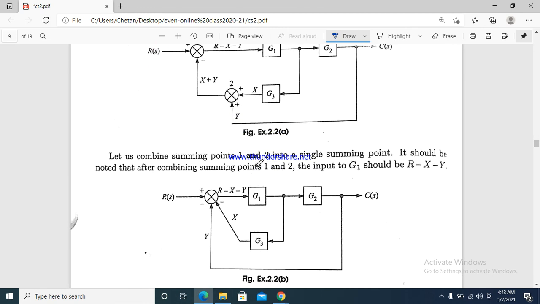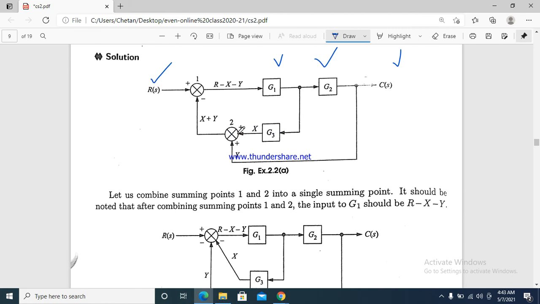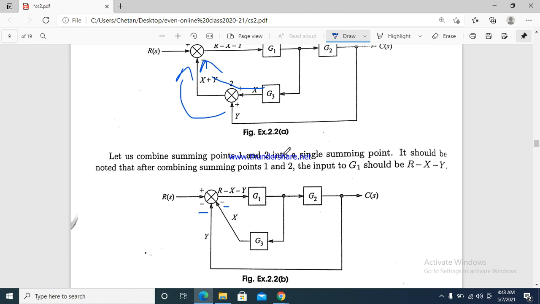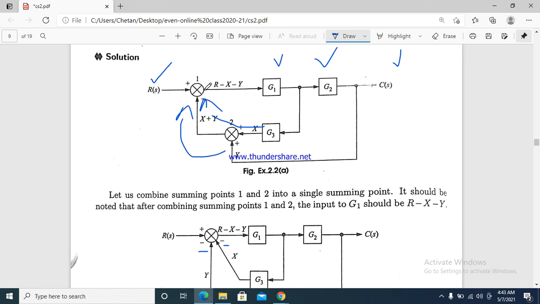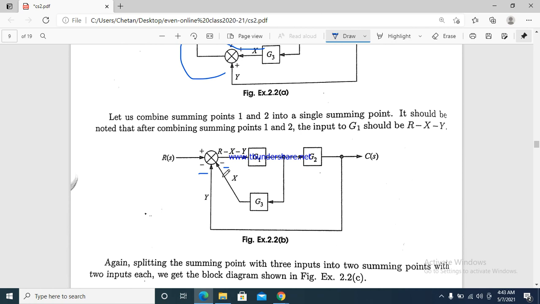Next, what they did is they multiplied this plus with a minus. Here we will get minus only, right? This plus with this minus, here we will get minus. So connect these two directly, this summing element only, multiplying this plus with this minus and this plus with this minus. Then you will get the diagram like this.